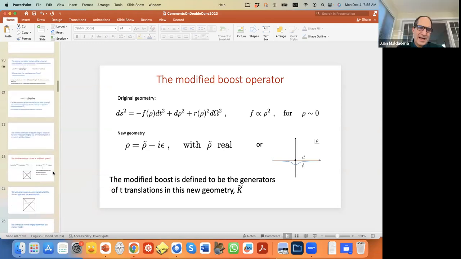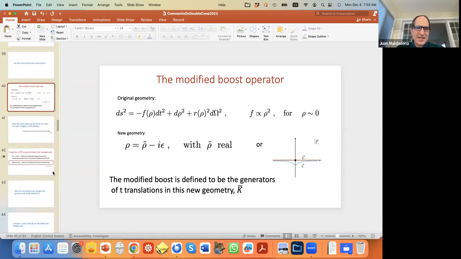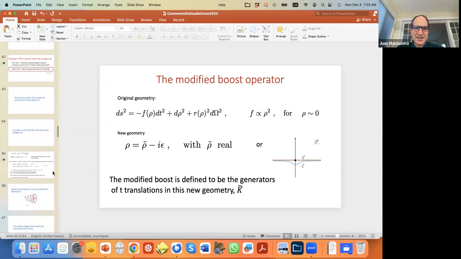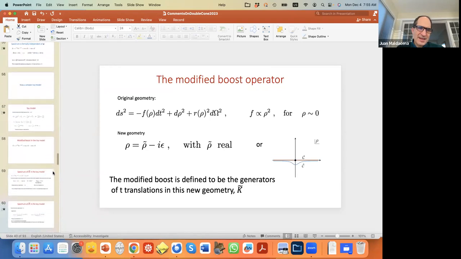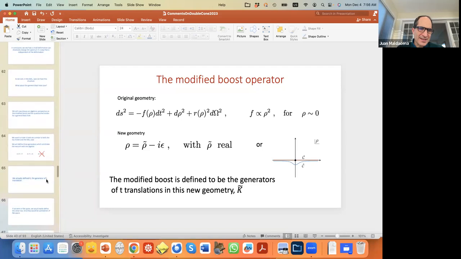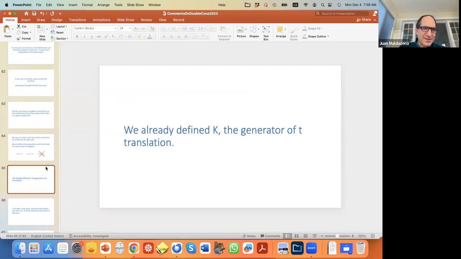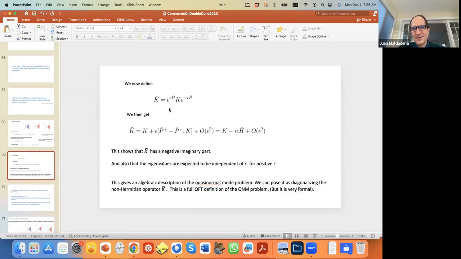Well, I don't want to commit too much to that interpretation, but it's an interpretation that is suggested by this discussion of the modified boost operator. It's only an interpretation that is suggested by these formulas that we're discussing here.